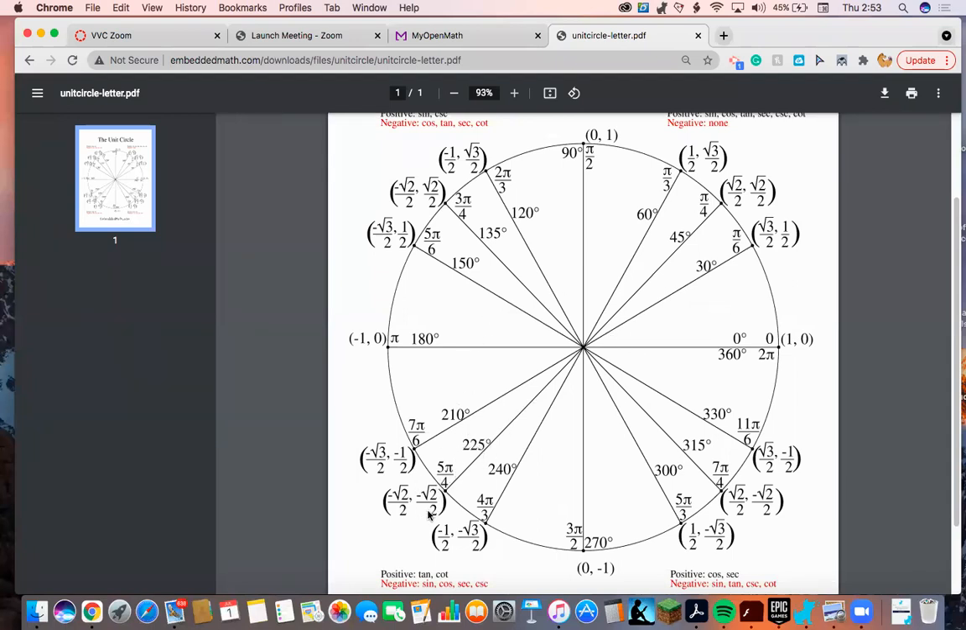And now if they ask me for the sine and the cosine, I can do it right on the spot, because I know that, let's see here, this is the cosine and that's the sine, right? That's the x value and the y value, the cosine and the sine.